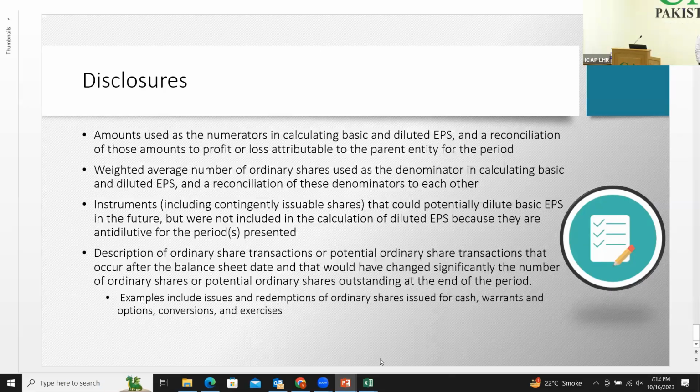Share deposit money under what arrangement? As a rights issue. As a rights issue, until the shares have been issued, it doesn't have any effect on the basic earnings per share.